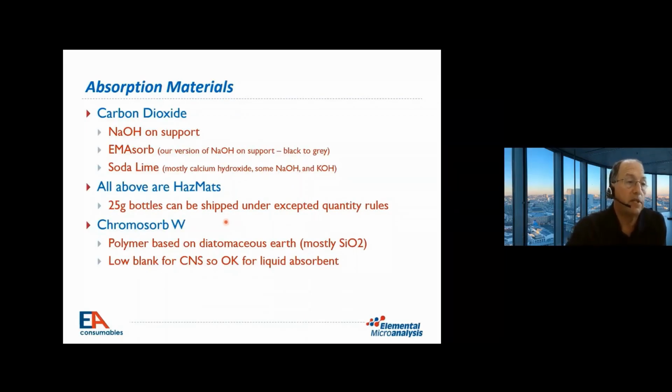Absorption materials. In case you're doing nitrogen-only analysis and you want to get rid of the carbon dioxide, use sodium hydroxide on support; our product name is Ascarite. It turns from black to gray when it absorbs the CO2. Soda lime can also be used in this application. These are hazmats and also come in 25-gram bottles for being shipped without the surcharges.